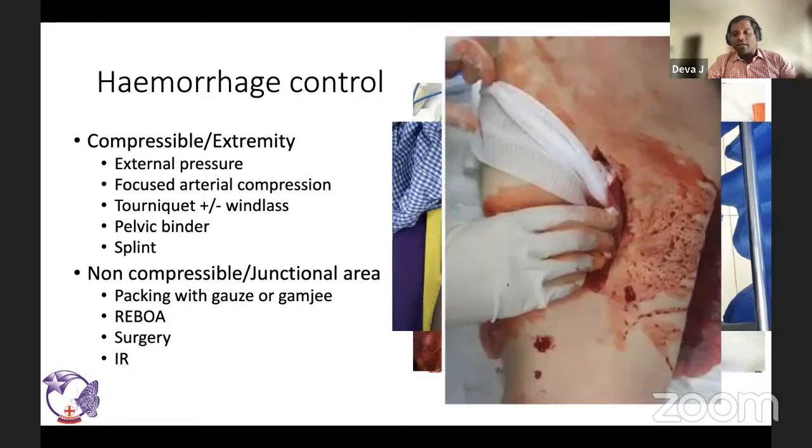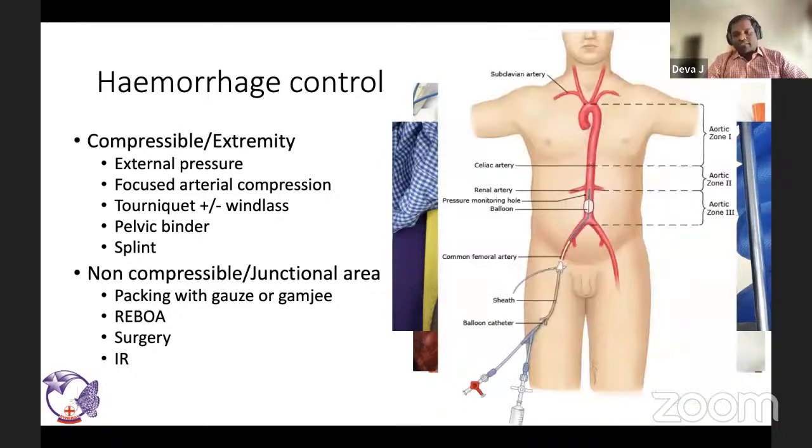If it's a laceration, for example in the groin or neck or axilla, you can pack the wound with gauze or Gamgee. So pack the wound really nicely and then apply firm pressure over that for 10 minutes. It will stop the bleeding. If it's intra-abdominal or intrathoracic, you can use the REBOA device.